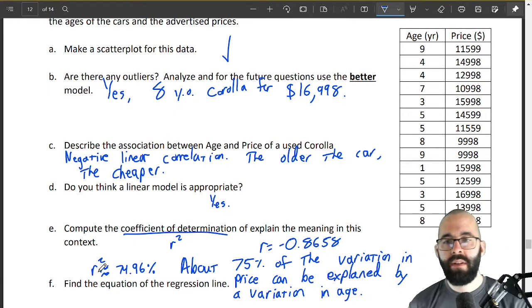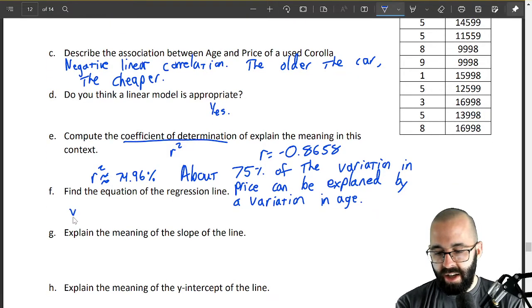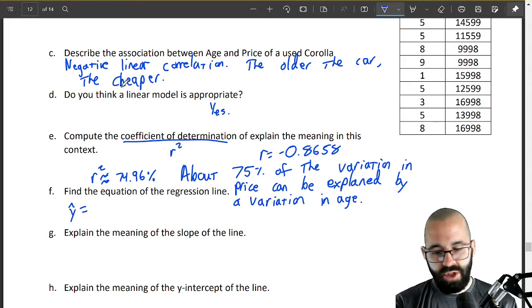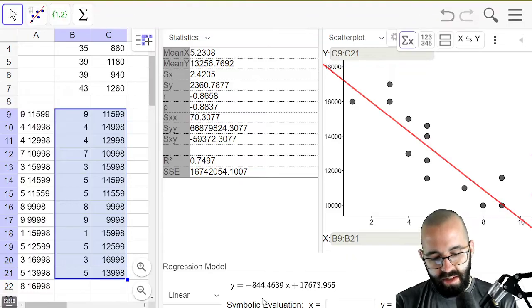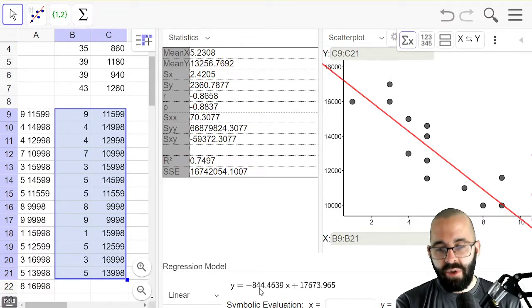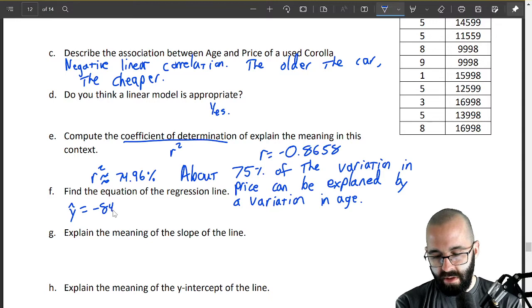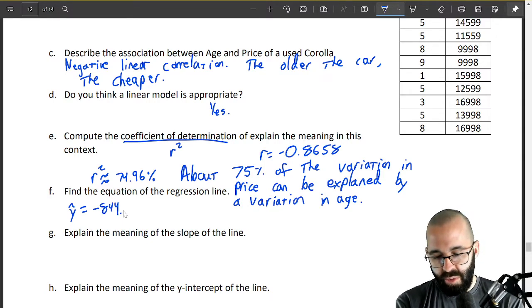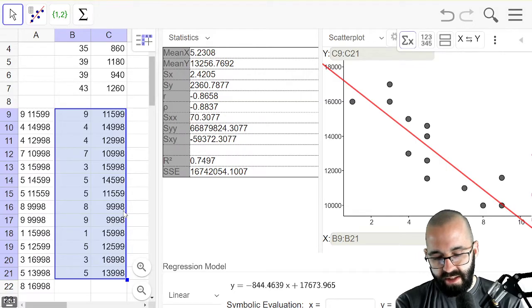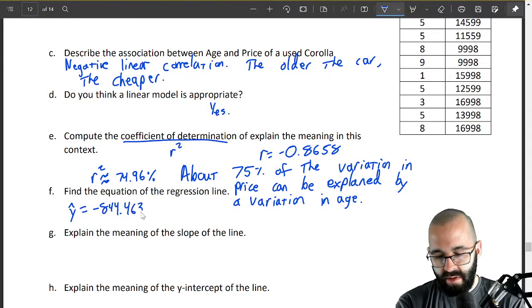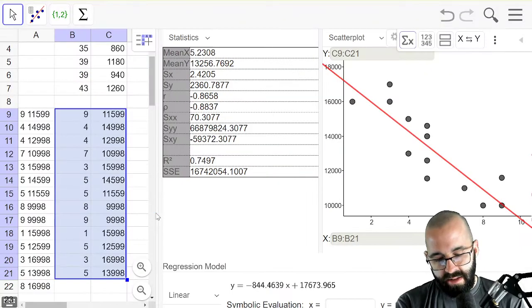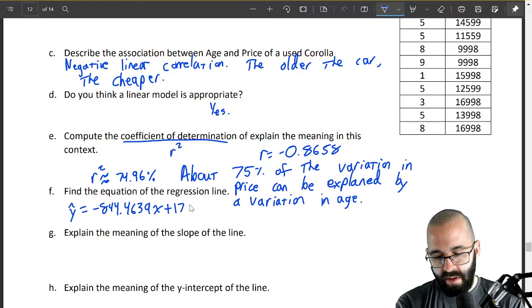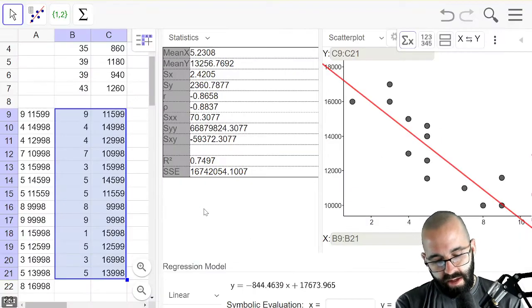Equation of the regression line, y hat. GeoGebra gives it to us directly. Down here, -844.4639 x plus 17,673.965. It makes sense to round to the nearest dollar here, but I'm going to give more digits just to be safe.